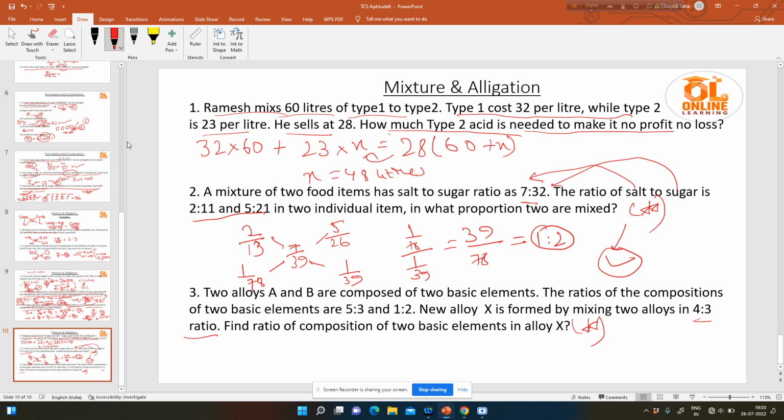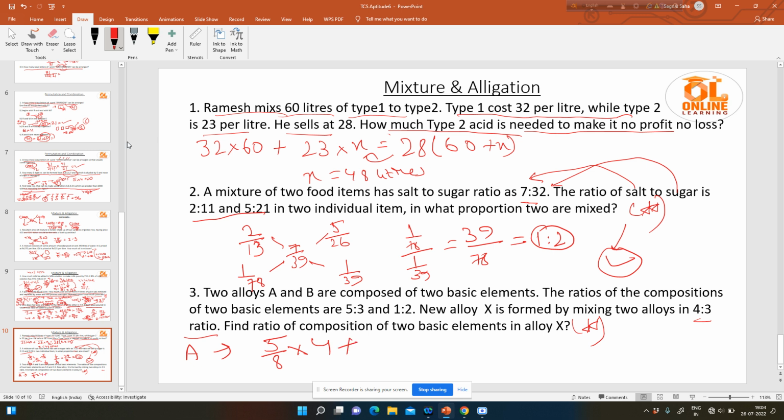How much of the first element is there in the first alloy? It is 5 by 8. And in what proportion are they mixed? The first alloy is mixed in proportion 4. So the first element is present in the first alloy in 5 by 8 ratio, and the first alloy is mixed in the ratio 4, so we are multiplying with 4.